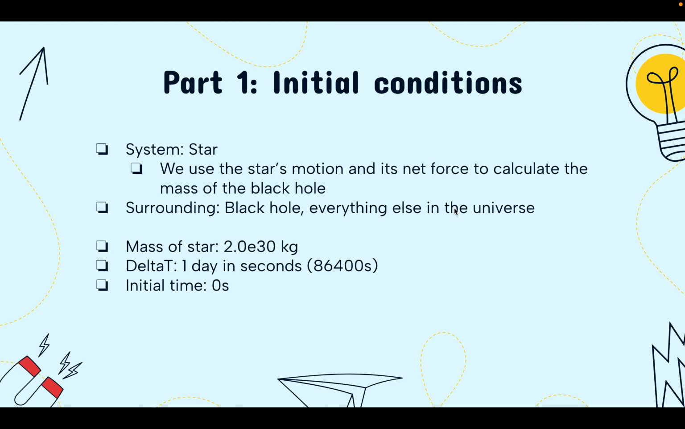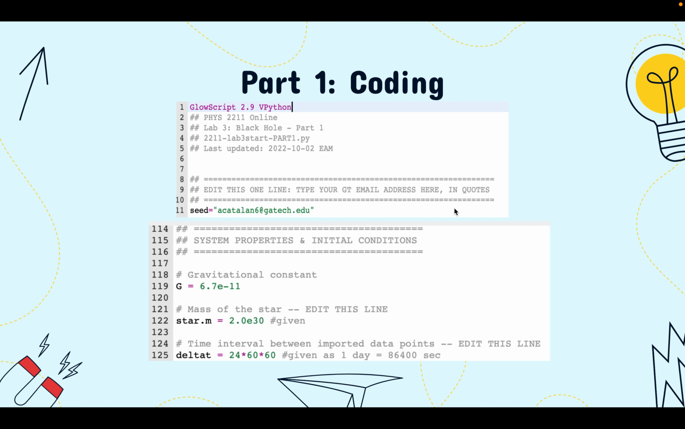Initial conditions for part 1: the system is a star, because we're using the star's motion to get net forces to calculate the mass of the black hole. The surroundings are the black hole and everything else in the universe. The mass of the star is 2 times 10 to the 30th kilograms. Delta T is 1 day in seconds, 86,400 seconds, and the initial time is 0 seconds.